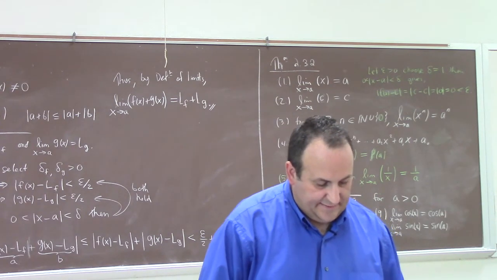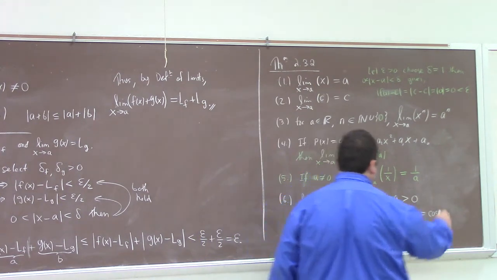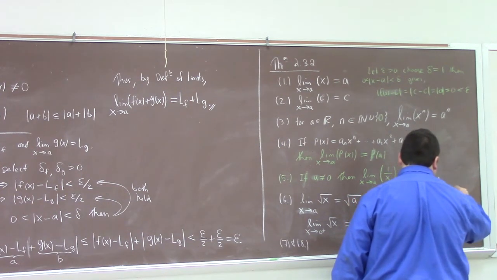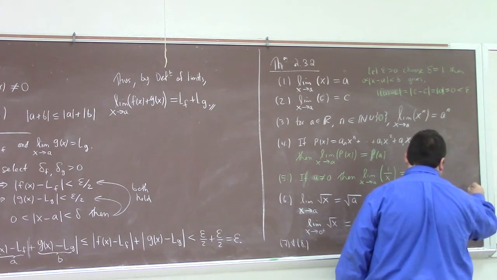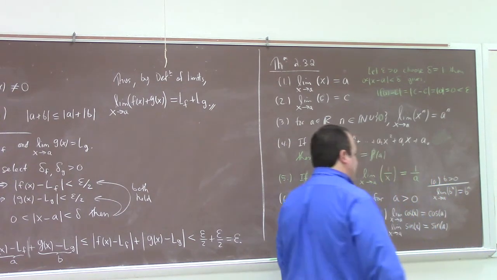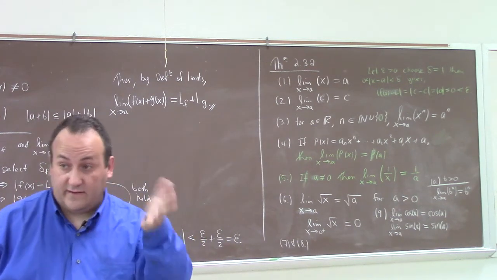And then number 10, I have the limit as x goes to a of b to the power x is equal to b to the a. Here b is greater than 0. So number 10 says that the limit of an exponential function you can just get by evaluating at the limit point.